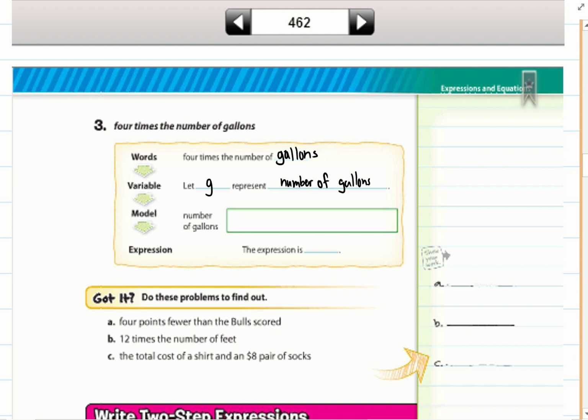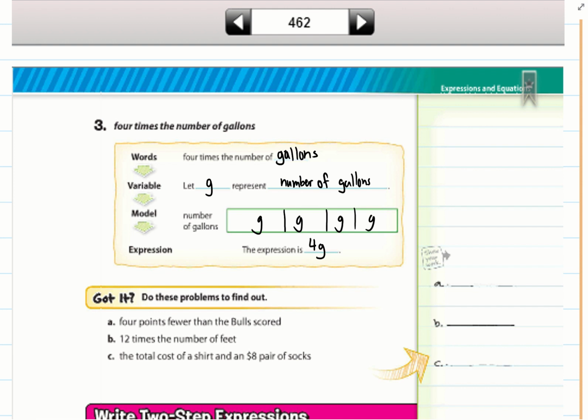So the number of gallons is going to be 4 times the number of gallons. So 4 times G, G, G, G. So that is 4 times G, or just 4G. So go ahead and try the Got It, A, B, and C.